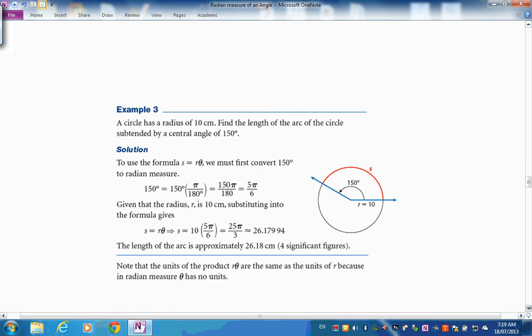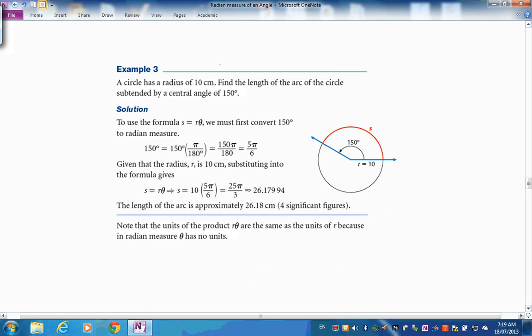Okay, let's do some. A circle has a radius of 10 centimetres. Find the length of arc of the circle subtended by a central angle of 150 degrees. So we've got a degree of opening in degrees. To connect to arc length, we need a radian measure. So let's convert. 150 over 180 is 5 pi on 6. Or you might have seen that 150 is 5 lots of 30. 30 is pi on 6, so 150 is 5 pi on 6.